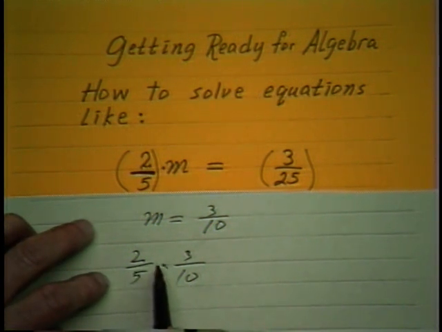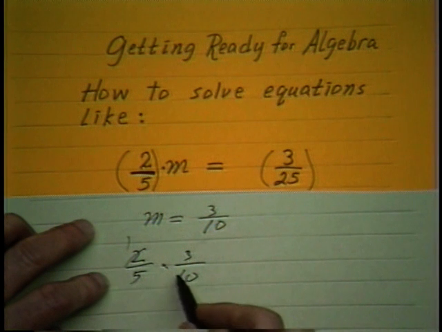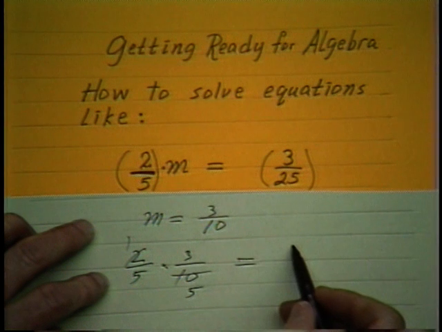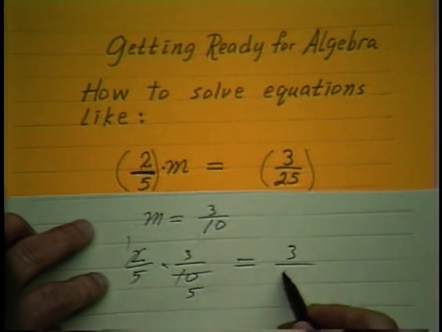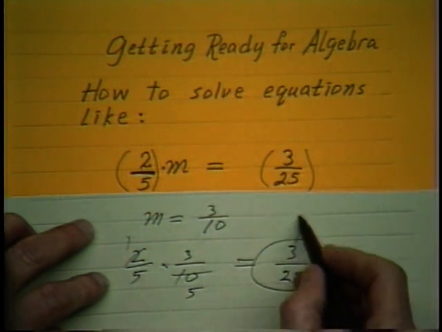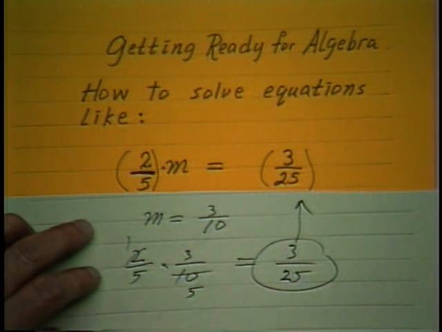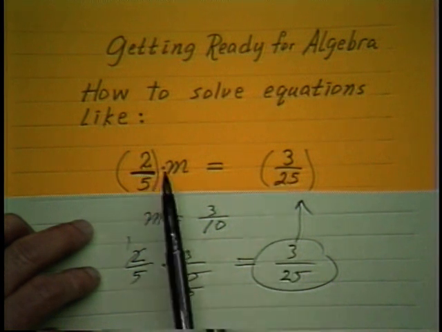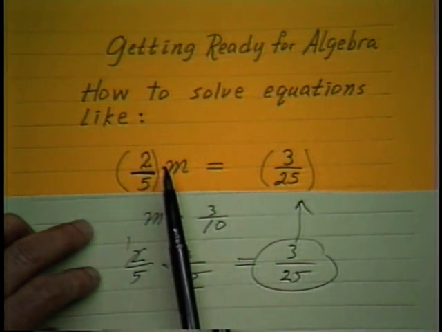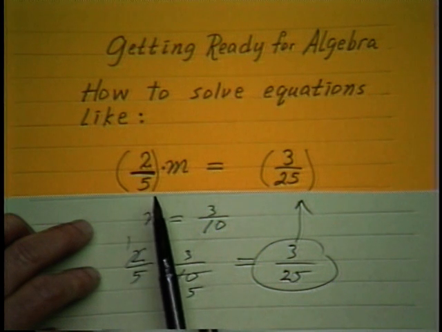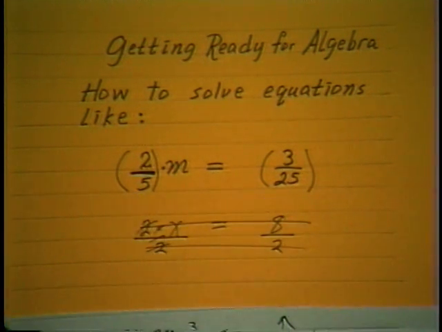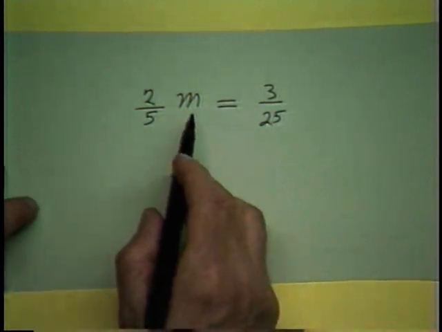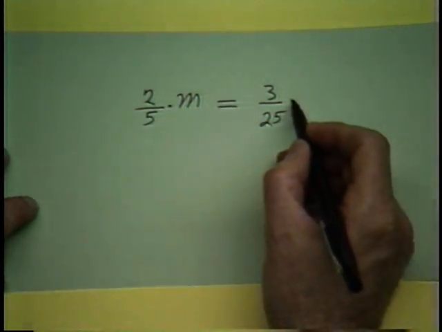Since I'm multiplying here, there's a cancellation that I can do. Following through on the multiplication, that gives me 3 on top, 25 on the bottom. 3/25, it checks. So just remember, in simple equations of this type, that division still undoes multiplication, whether you have a fraction or a whole number. It's that simple.